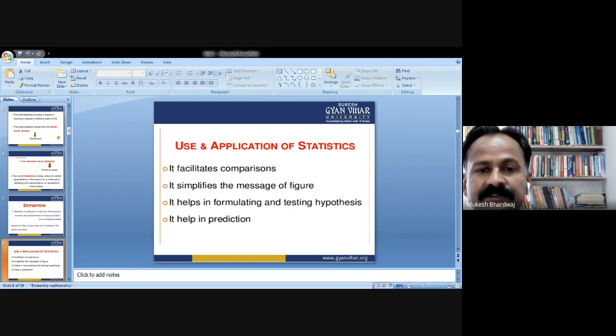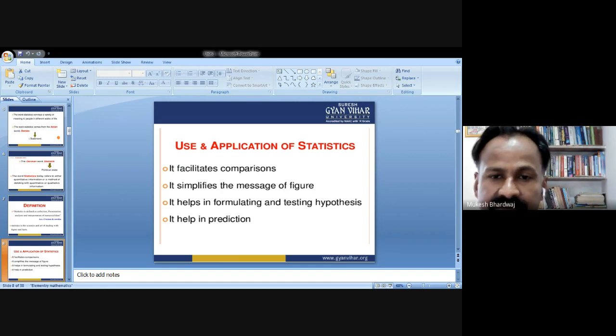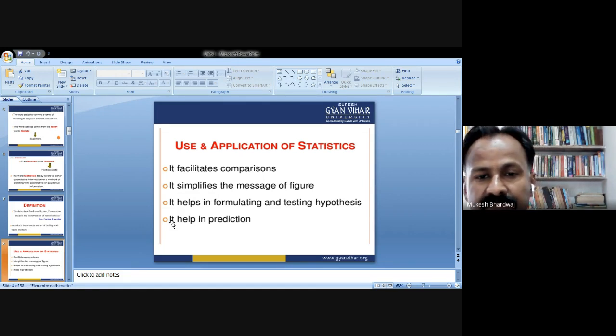What are the various uses and applications of statistics? It facilitates comparison. When you go for the comparison, stats will help you do the comparison easily or at once. It simplifies the message of figures. It helps in formulating and testing hypotheses. It helps in prediction. So ultimately, we want to go for some prediction. So this is the basic use and application of stats.